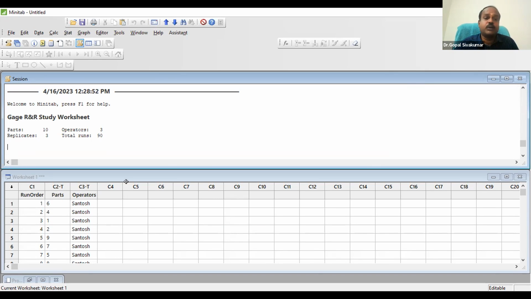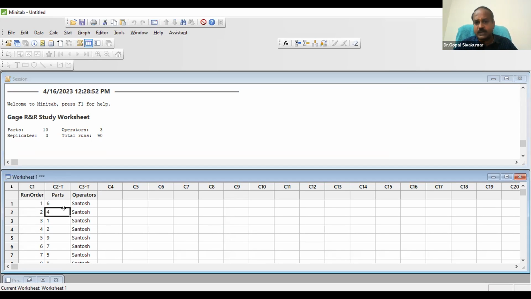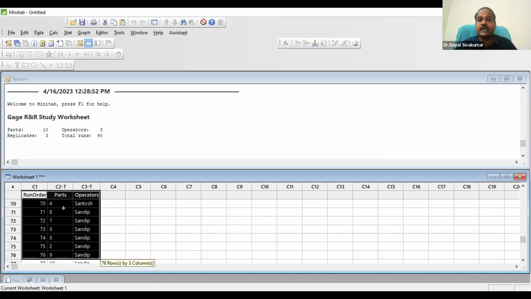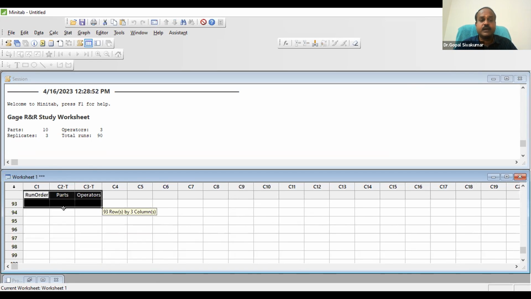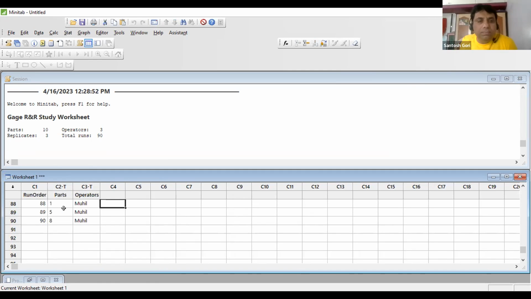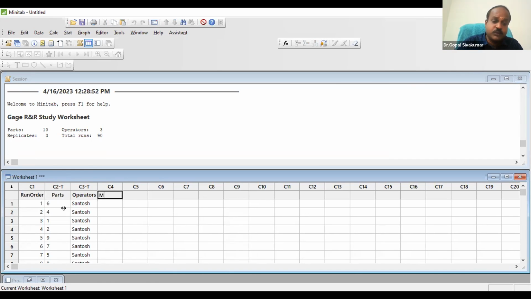All right. So now look here. The gauge R&R worksheet Minitab has created. All of you can see run order, parts, and operator. So you can see 90 rows. Can you see all of you 90 rows? Yes, sir. Now, in this column, you can write your measurement.